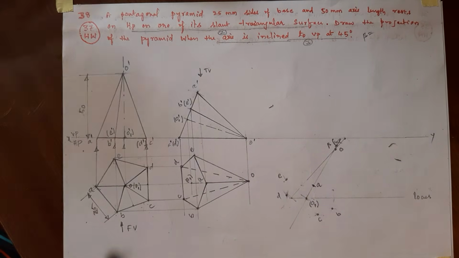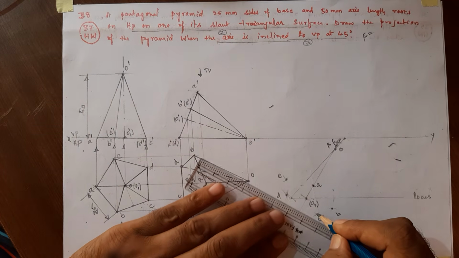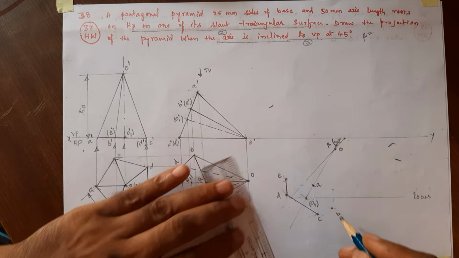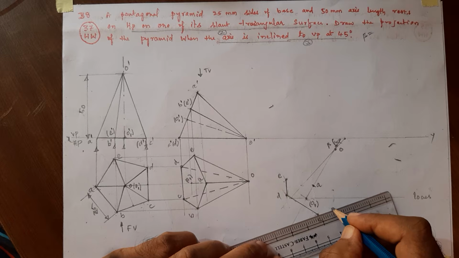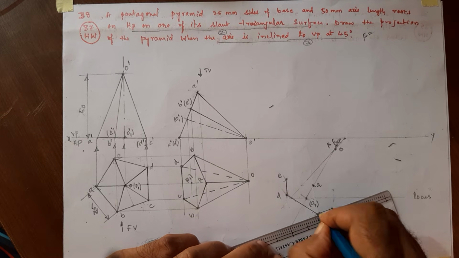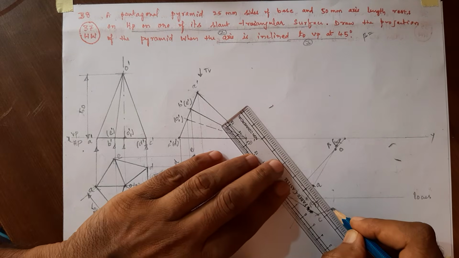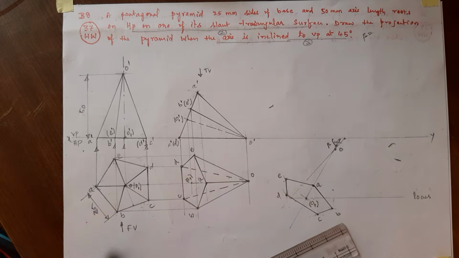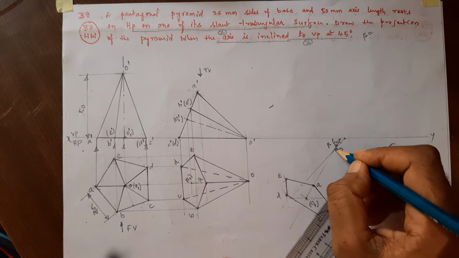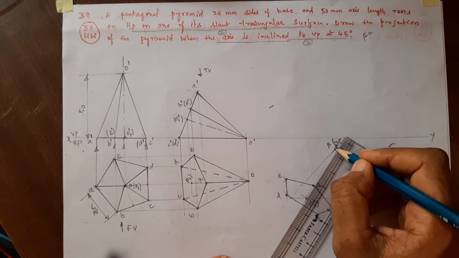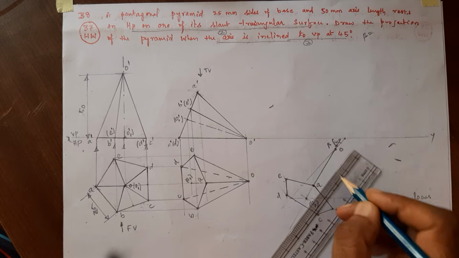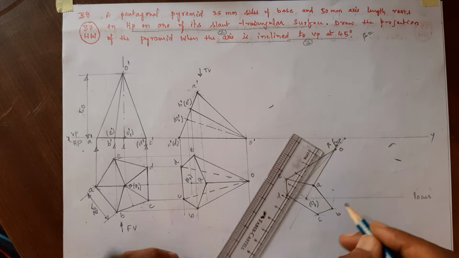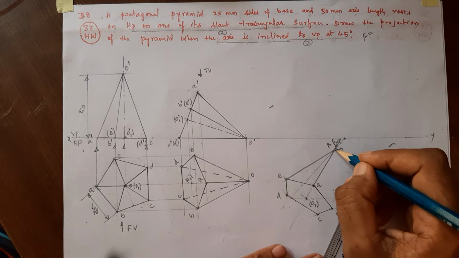Then join all the points with thick line. Now say C to D and D to E and B to C, then B to A and A to E. Okay, then O to E, thick line, then B to O.